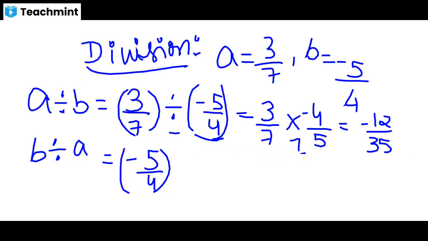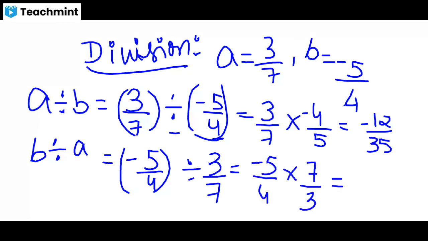Understood? Yes, ma'am. Okay. So now what we have, B by A. How you will find B by A? Minus 5 by 4 divided by 3 by 7. So what you get? Minus 5 by 4. Yes, tell me what I should write now in place of division. Into 7 by 3, ma'am.